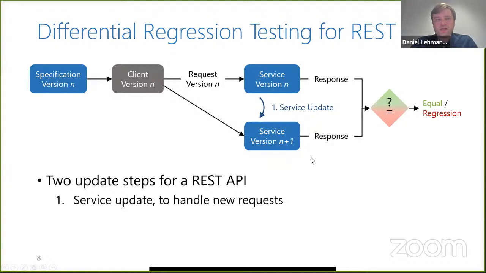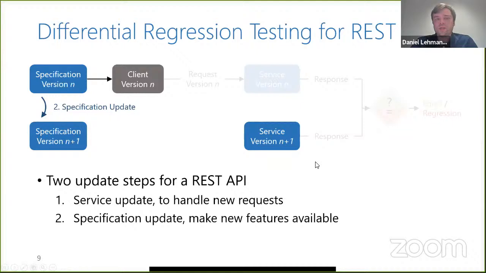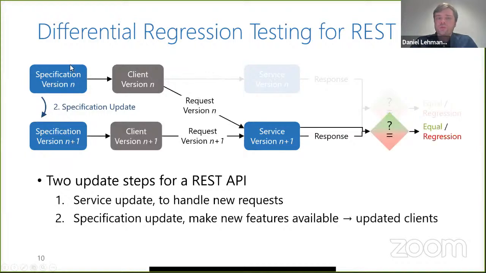However, as we've seen earlier, there's a second component that can get updated, and that is the specification version. So now we as API owners want to make new features in the service available to third-party developers, and we publish this new specification. And now differential testing runs requests against the same service version, namely the new one, but once with requests generated from the old specification version and once with requests generated from the new specification version.